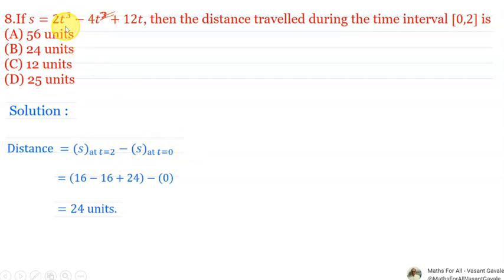In the first case, replace this t by 2. 2 raised to 3 means what, 8 into 2, you will have 16. In second case, t raised to 2 means 4 into 4, that is 16, and the last is 12 into 2, 24 minus. In second case, replace t by 0, then you will have 0 plus 16 minus 16 get cancelled. Therefore the distance traveled during the time interval 0 to 2 is 24 units, and therefore option B is correct.